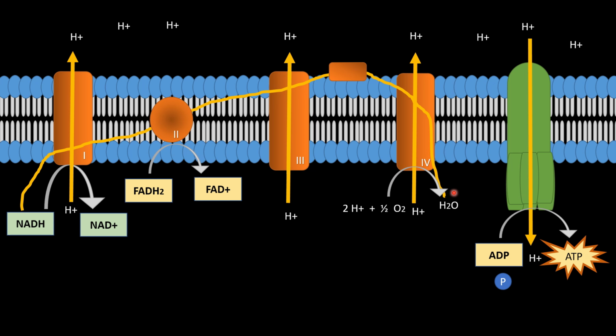At the end, I'm going to have oxygen. It's going to pull off electrons. It's going to grab 2 of these hydrogens to make water. And then I'm going to have this huge concentration of hydrogen protons here. The hydrogens are going to fly through, and it's going to phosphorylate this ADP with the phosphate into ATP.